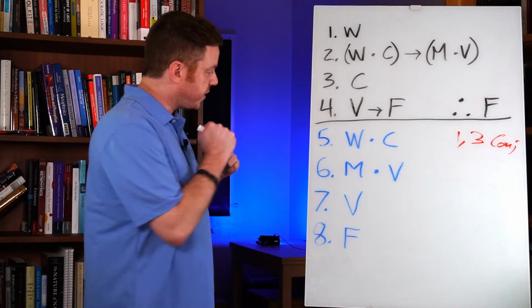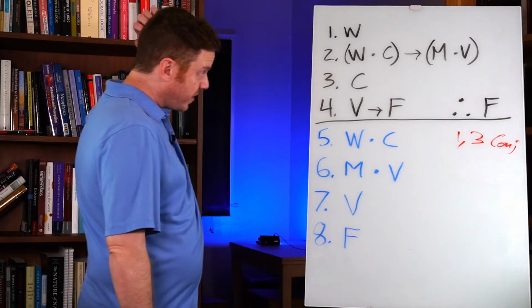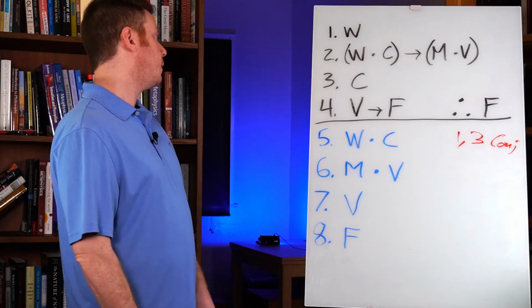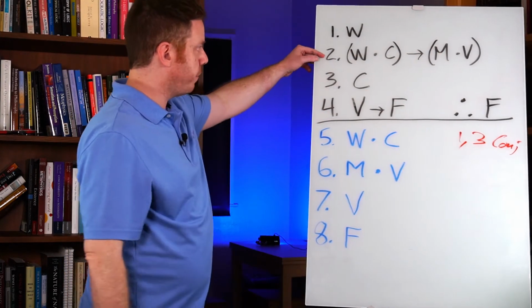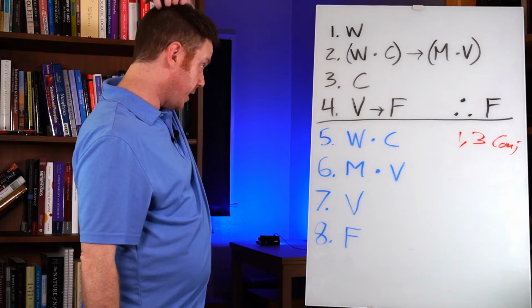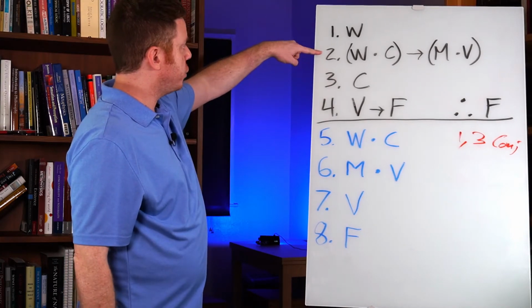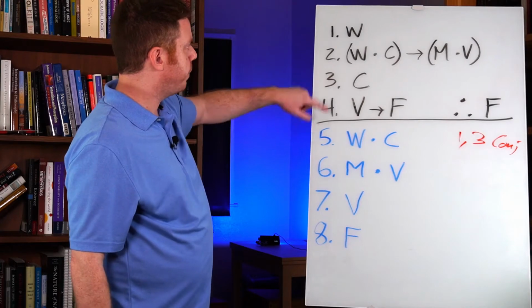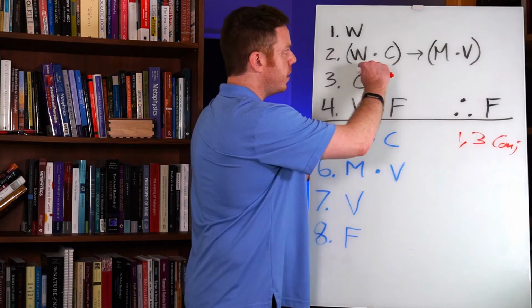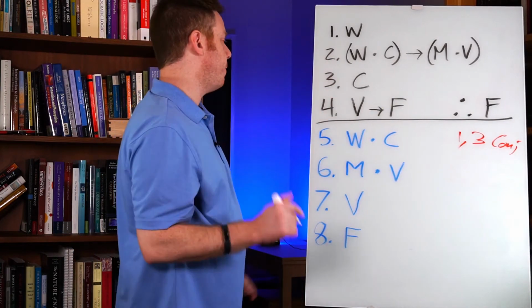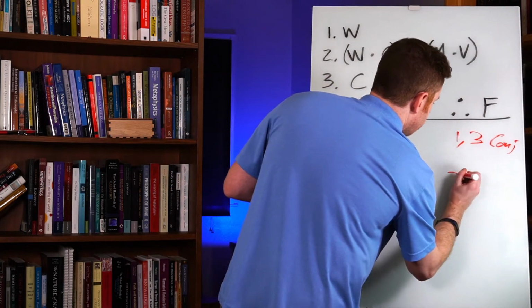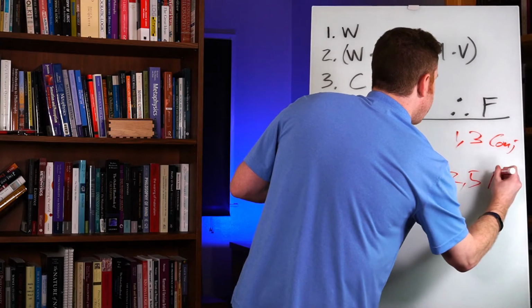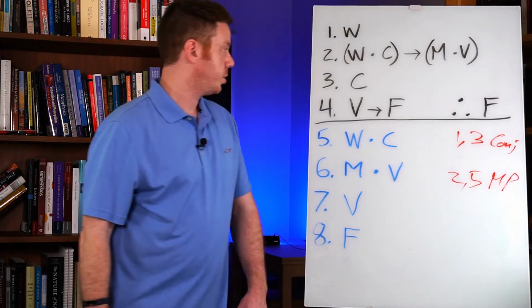And how did they get 6, M and V? Well, I see M and V up here. So it looks like maybe they got it from 2. Yeah, if you look at 2 and 5, right? So W and C, we could just do 2 and 5 modus ponens, and that's going to give us the M and V. So 2 and 5 modus ponens.